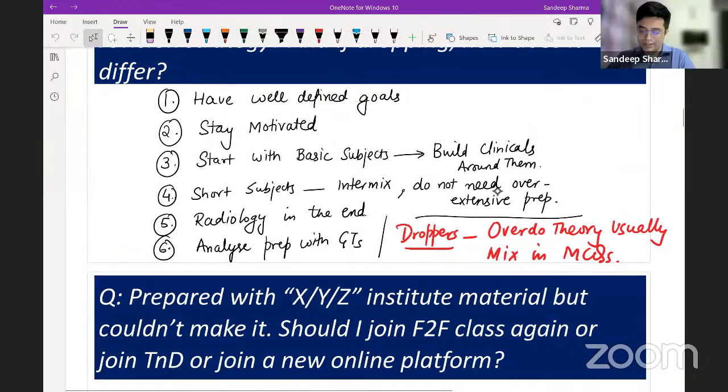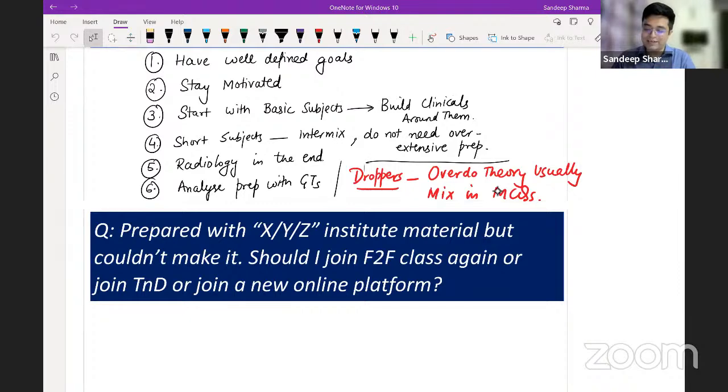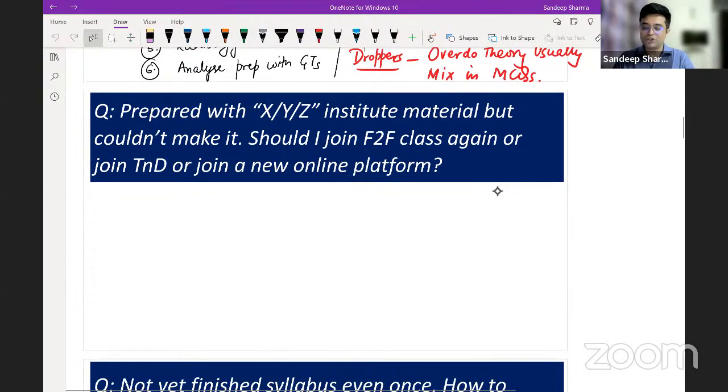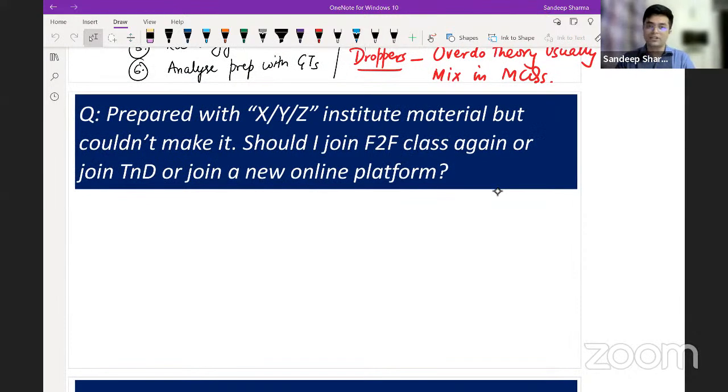So again, Dr. Rahul, yes. A lot of students have this query that they have prepared with XYZ institute material, but in the NEET PG exam they could not do well. So they are always in a dilemma. Should I join a face-to-face class again, or should I join a test and discussion and avoid a face-to-face class, or should I go for a new online platform? So, sir, what is your take on this?